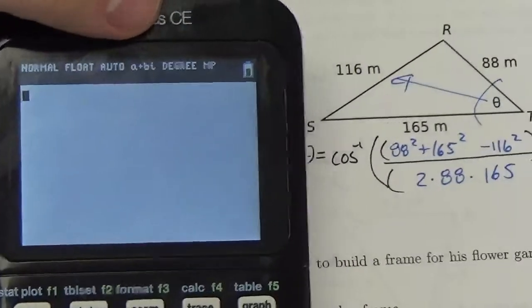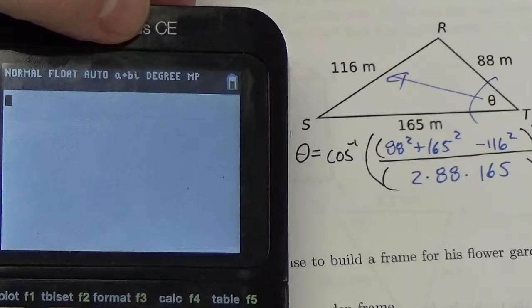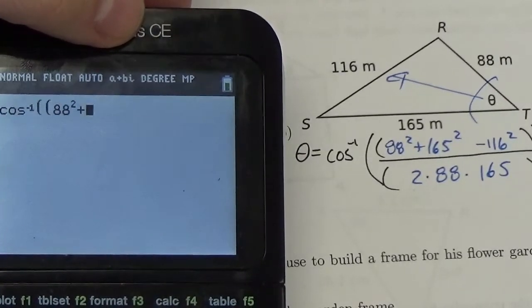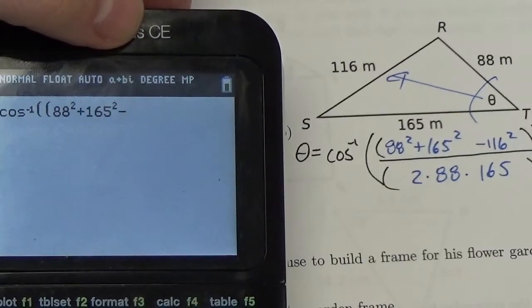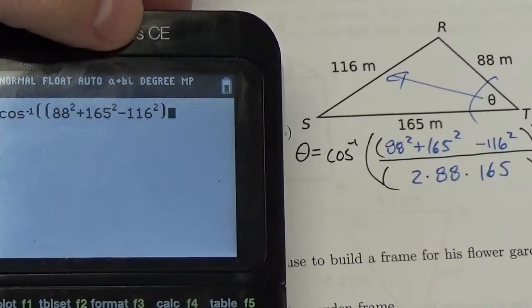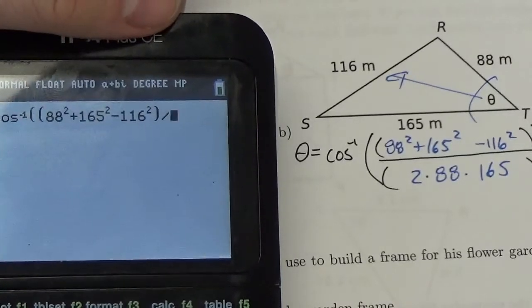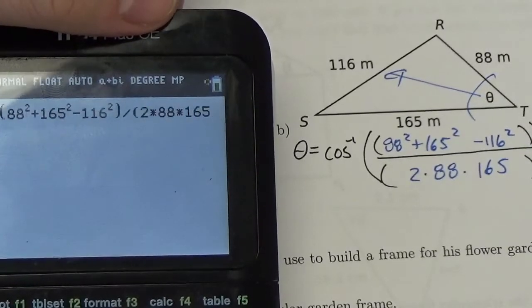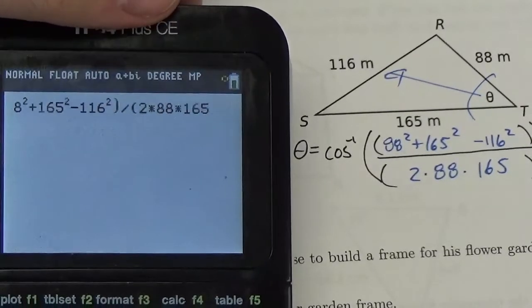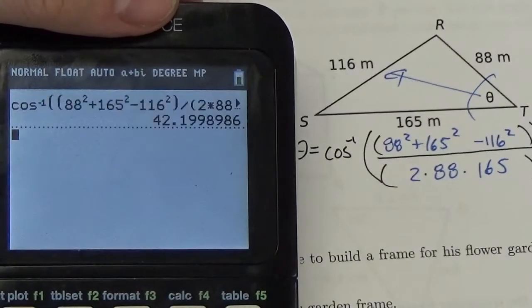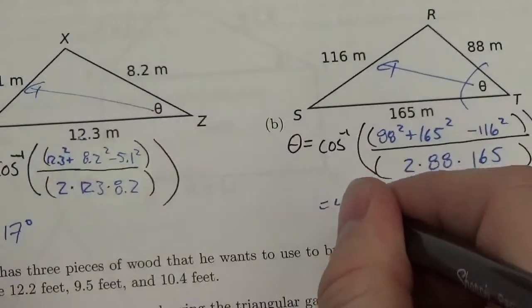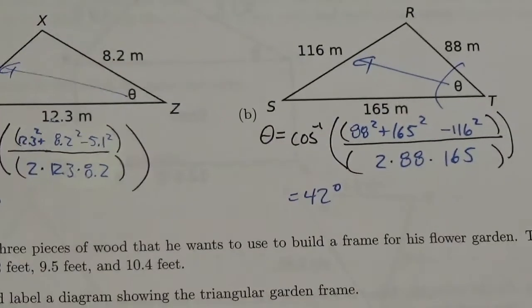So let's take a quick look. So this will become the inverse cosine. Put another set of brackets for the numerator. So 88 squared plus 165 squared minus 116 squared. Close the parentheses, divided by, open another set. 2 times 88 times 165. Close the brackets for the denominator, close the brackets for the cosine, press enter, and I get 42 degrees. Okay. That's how you use the cosine law to find an angle.